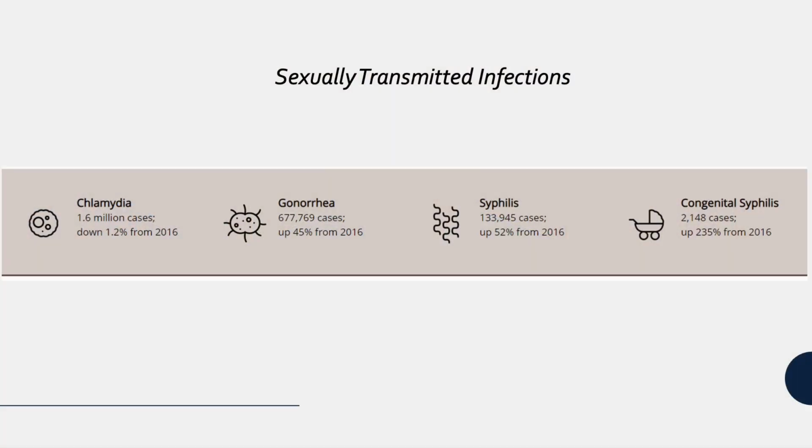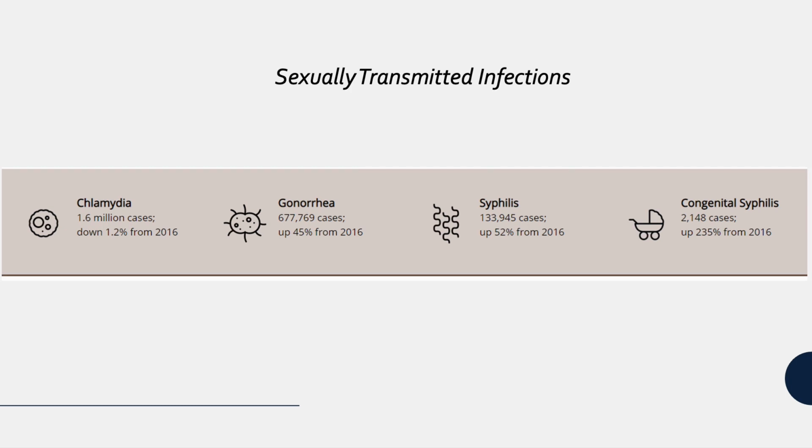These by far are the most prevalent: chlamydia, gonorrhea, syphilis, and congenital syphilis specifically. Chlamydia has actually gone down by 1.2% from 2016, which is surprising because by far this is the most common reportable disease that I see on my list from the National Disease Reporting System every day. Gonorrhea is next. That is up 45% from 2016.